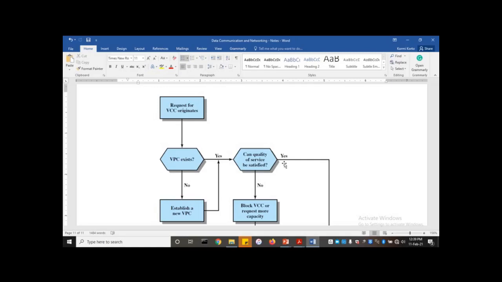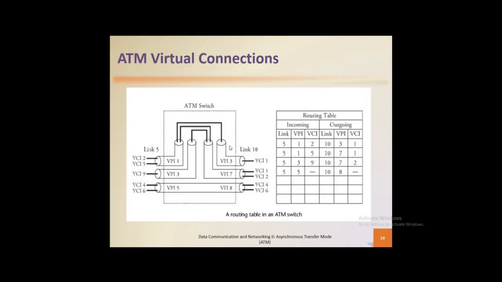Okay, so that should be the flow diagram of how ATMs handle their request in terms of switching for the VCCs or between the VCCs and VPCs, and how the ATM routing table is addressed or handled.